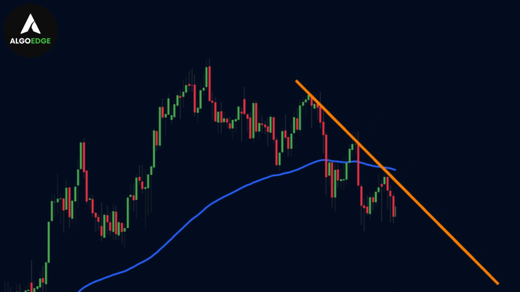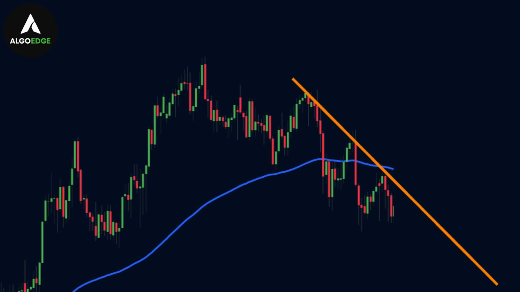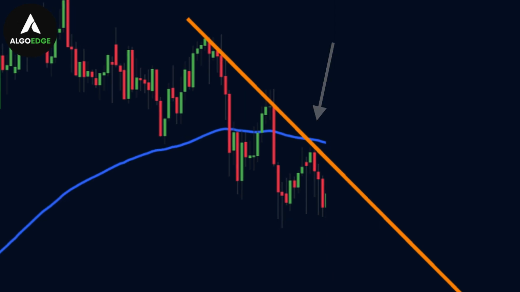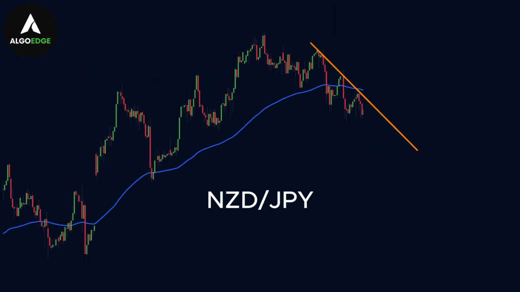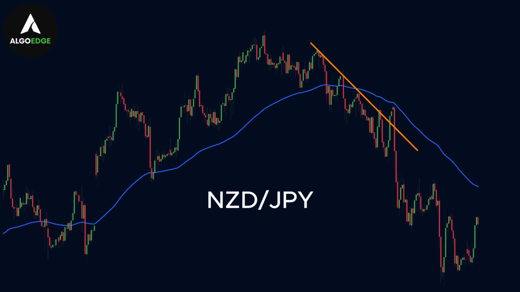As you can see, this descending trend line provides exactly that confirmation. Price not only retests the EMA from below, but it also respects the downward trend line, creating a strong confluence of signals. When these confirmations align, we have a much higher probability sell opportunity, and we can enter the trade while following proper risk management.